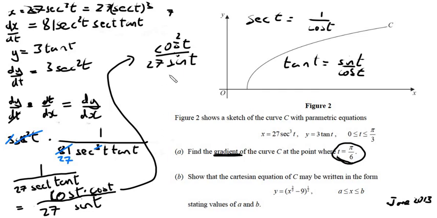All we need to do from here is just plug in t equals pi over 6. Do that on your calculator. So type in cos pi over 6 squared over 27 sine pi over 6, and that should give you a value of 1 over 18 for the gradient of the curve C at the point where t equals pi over 6.